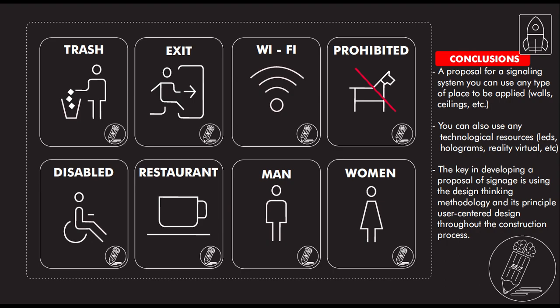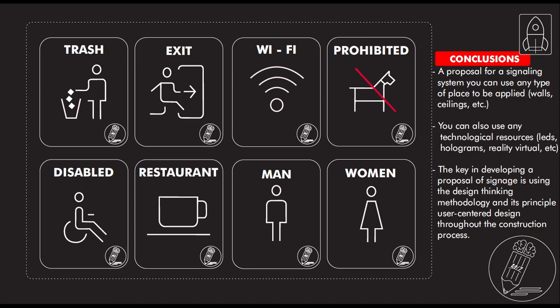As a conclusion, we can say that a proposal for a signage system can be applied to any type of place. Walls, ceilings, the limit is your imagination. What is the important thing here? It is user-centered design. The important thing is that people understand how you want to guide a person in a place. You can also use any kind of technology and resources: LEDs, holograms, virtual reality, etc. The key in developing a signage proposal is using the design thinking methodology as a principal user-centered design approach throughout the construction of the process.